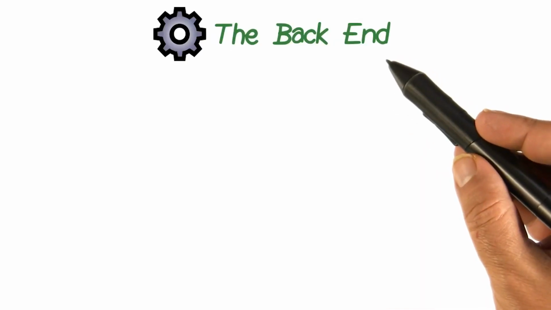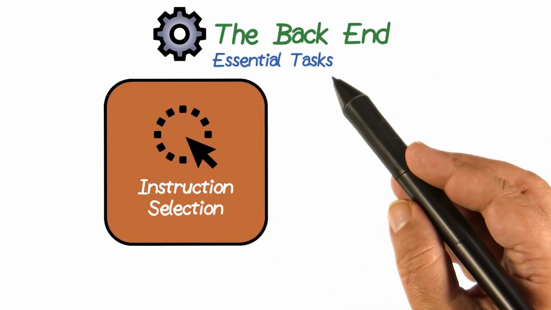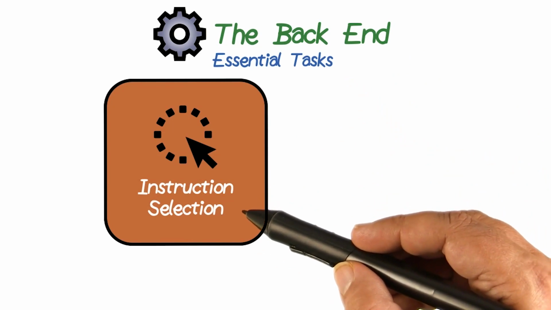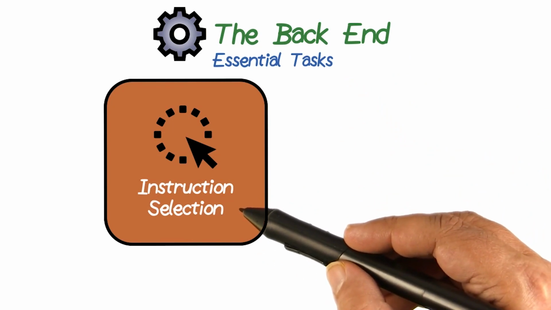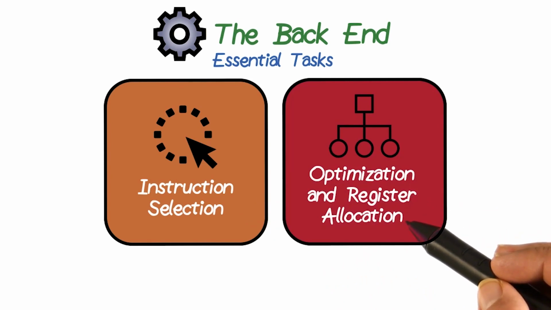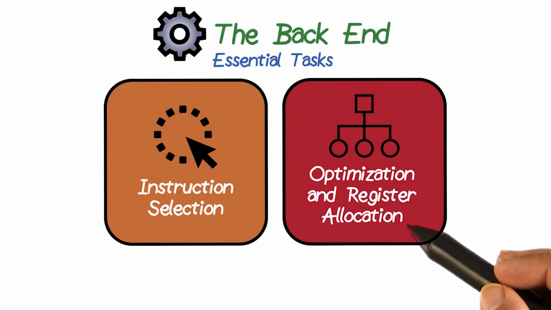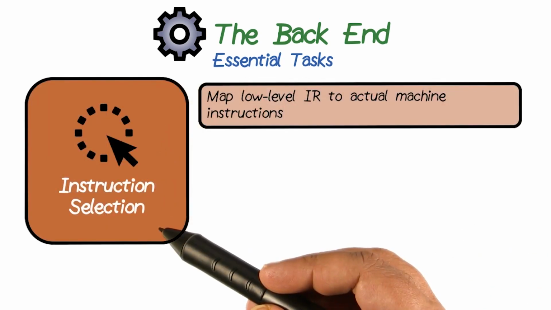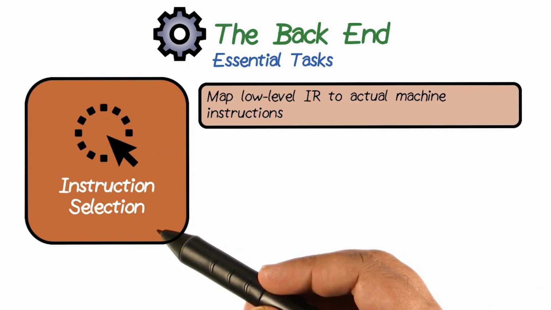So let's take a look at what exactly that black box backend really means and what are the essential tasks which are supposed to be there in that backend. The first one is instruction selection. The second one is optimization and register allocation. That is a very important task for bringing values from memory, keeping them in registers as much as we can, and then operating out of registers on those values, and then storing the results back into the memory. For RISC architecture, this phase is really critical. Let's take a deeper dive into what these phases really mean.